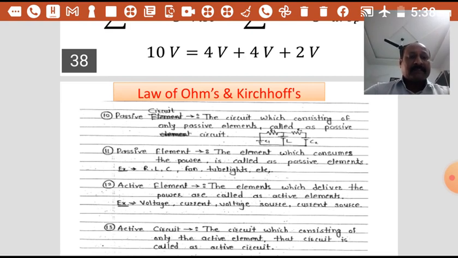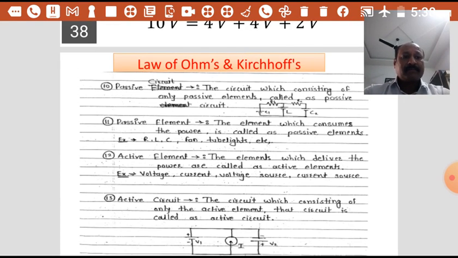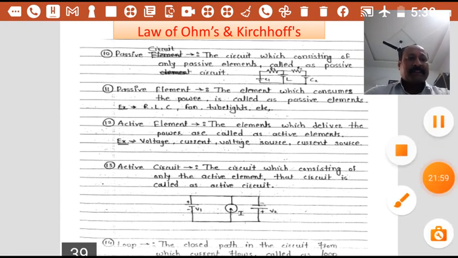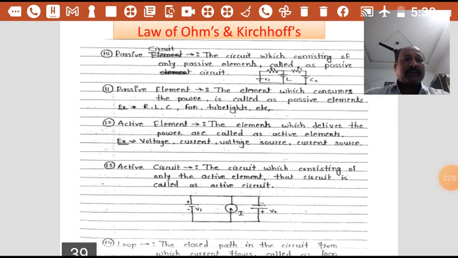Now see the circuit. The circuit consists of V1, that is the voltage source, V2, the second voltage source, and I, which is the current source. So in this circuit only active elements are there. No passive elements, that is the resistance, inductance, capacitance or fan, tube light like this. That's why this circuit is called an active circuit.